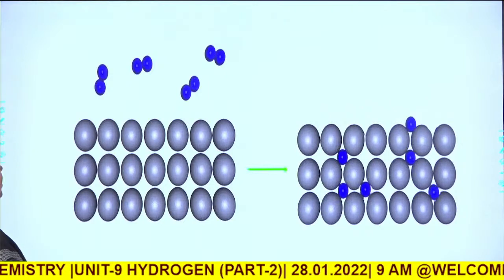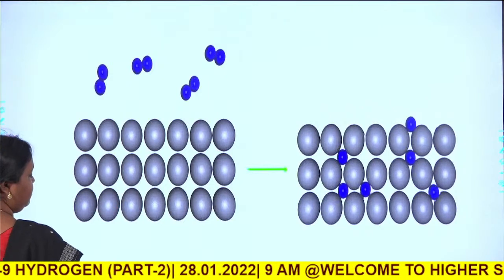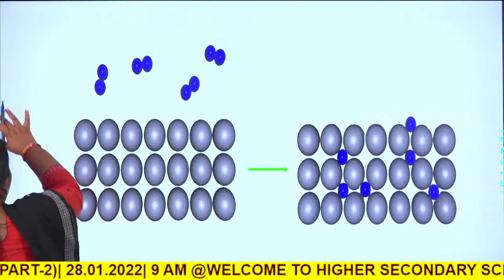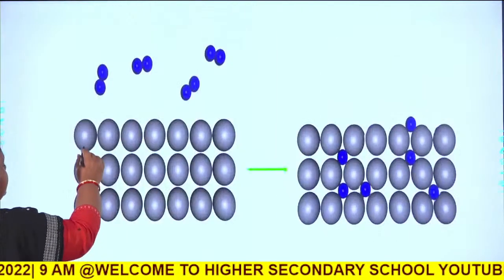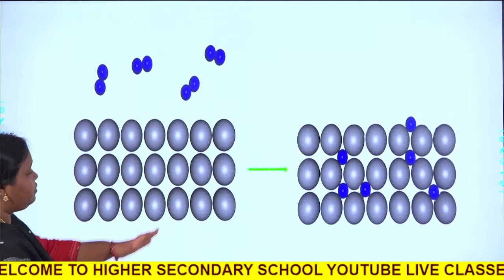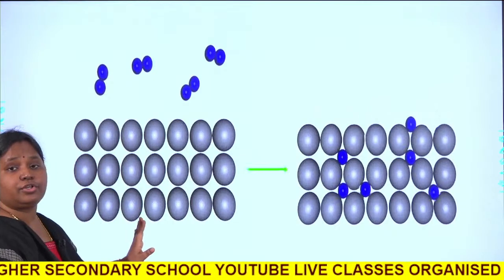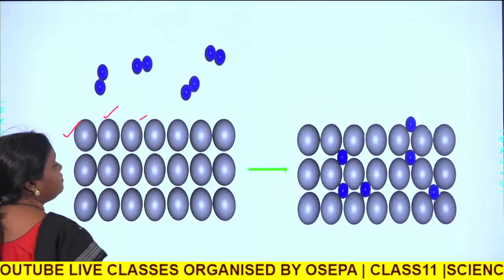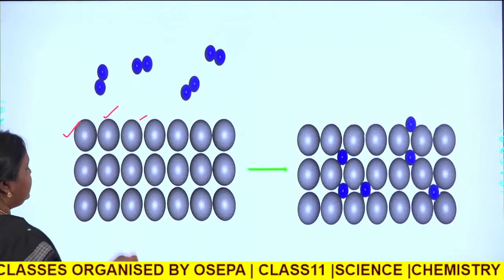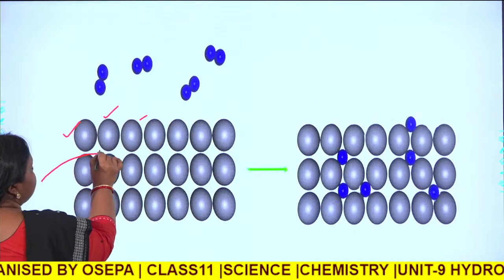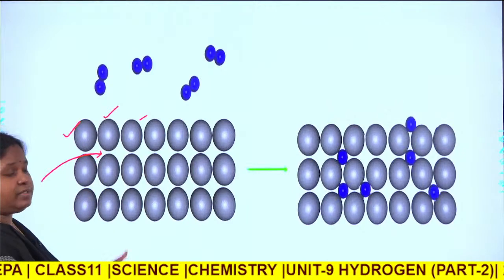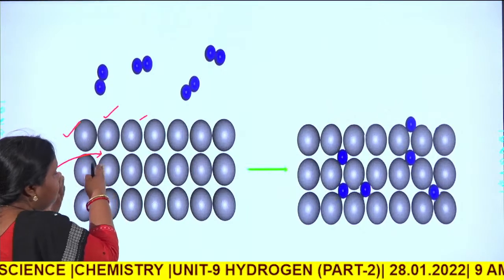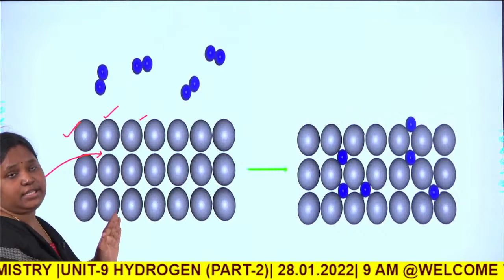These are the metals. This is the structure inside a metal. These are the atoms of the metal. This space is called interstitial space. The space which is found in between the metal atoms is called interstitial space.